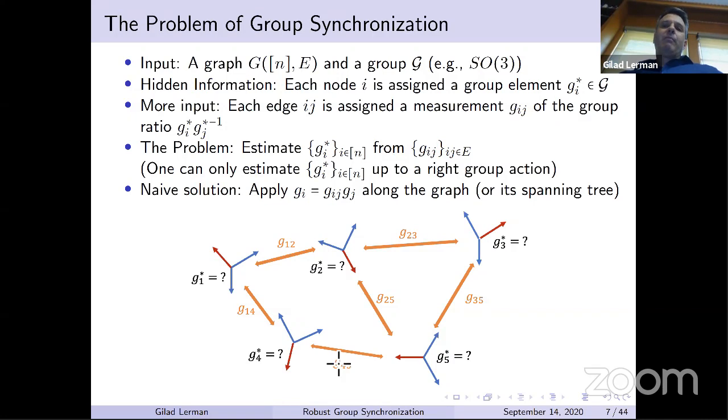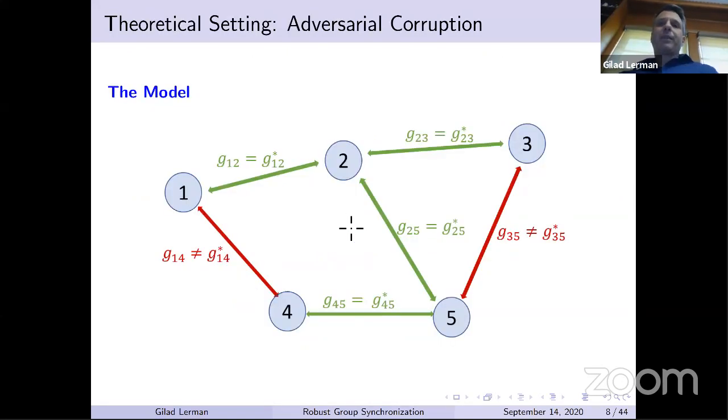The problem is when the measurements are not clean, and then if you apply this naive solution, which I just described, you're going to propagate a lot of errors. Okay, so let's have a model for corruption of the measurements. In this model, some of our measurements will be the precise measurements, but some of them will be completely arbitrary. Okay, so we have these good green edges and bad red edges.